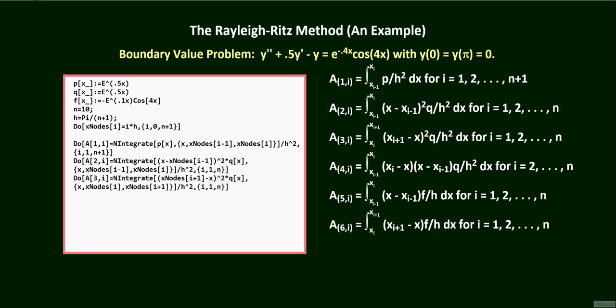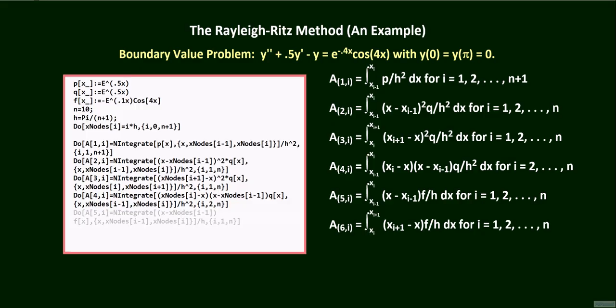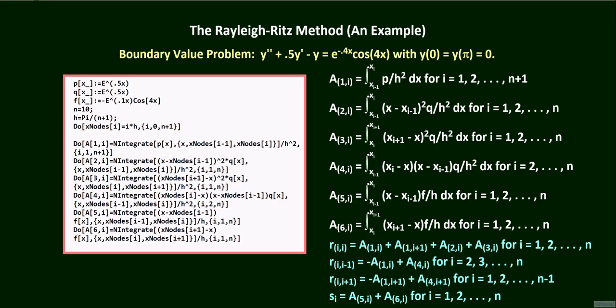Here's a sub 3i. Here's a sub 4i. Here's a sub 5i. And here's a sub 6i. We now define the non-zero entries of the matrix R.